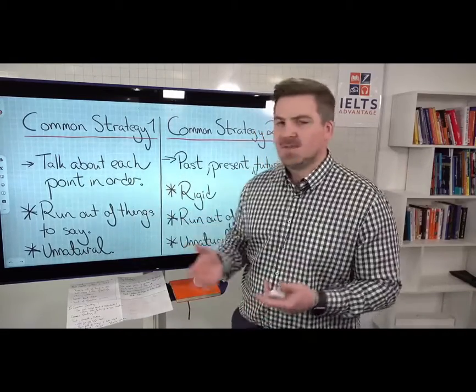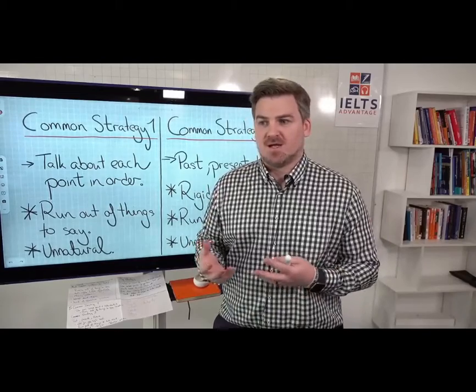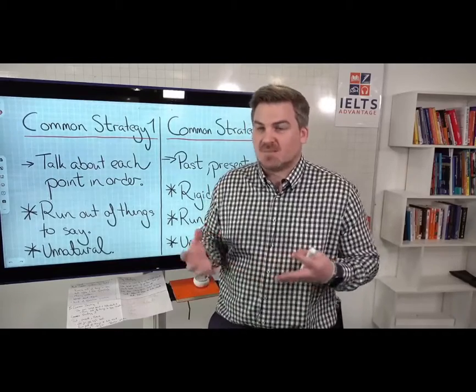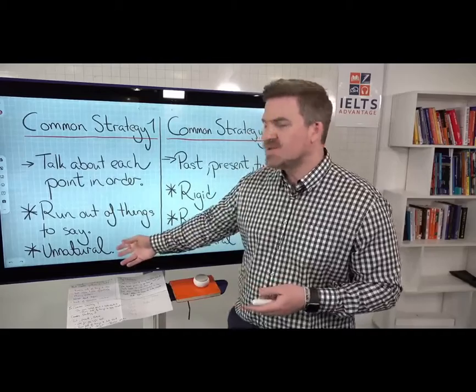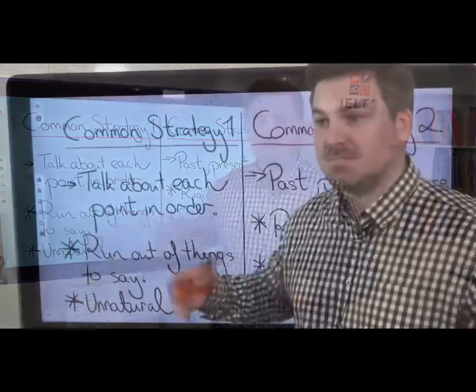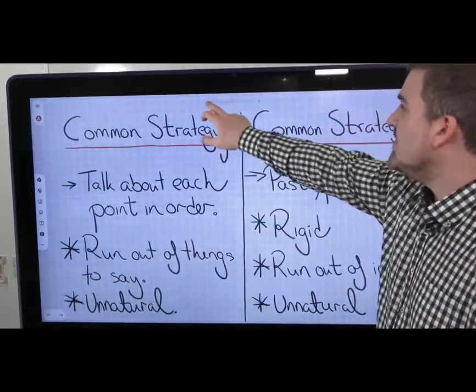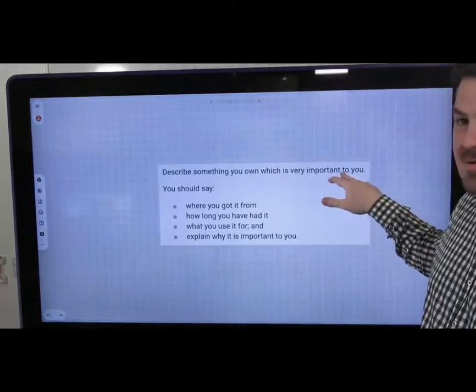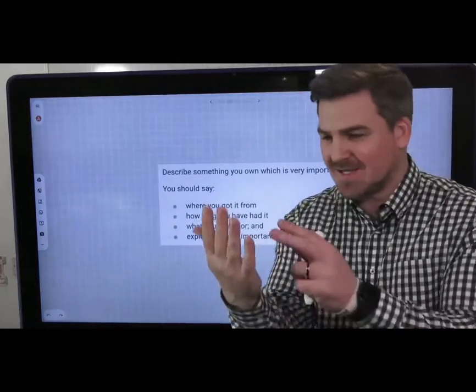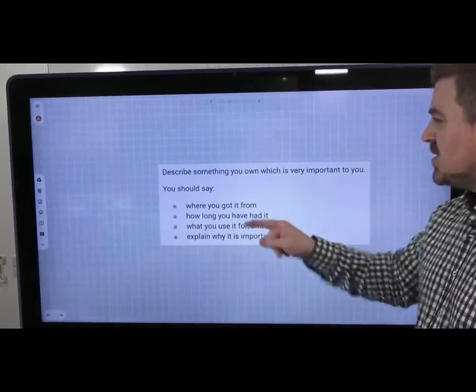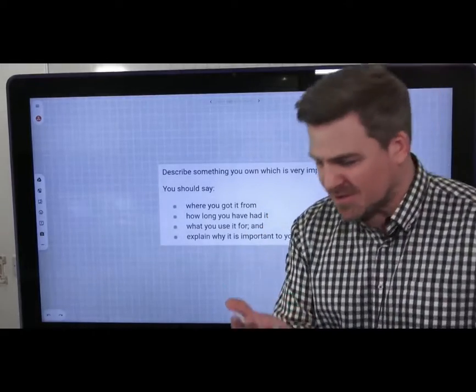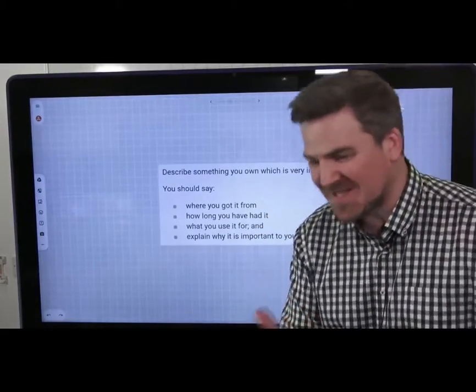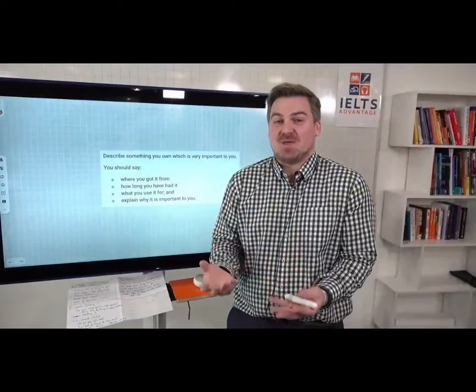When they do that, they just run out of things to say. And then they stutter and they panic and they don't know what to do. And it's also a very, very unnatural way to speak to somebody. If somebody asked you this question, would you ever look at a list of bullet points and talk about one and then look down again and then talk about the other? It's just a very unnatural way to speak to someone.